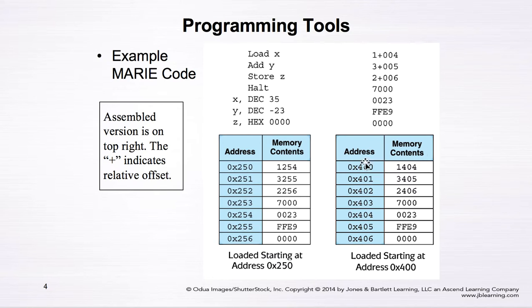On the other hand, if the program is loaded into memory starting at the address 0x400, for example, the first instruction code is 1 and the offset is 4, so it's 1404, because it's starting at 400 and we have an offset of 4. The second one is 405 because the offset is 5, and so on. So basically, that's the relative offset interpreted by the assembler.